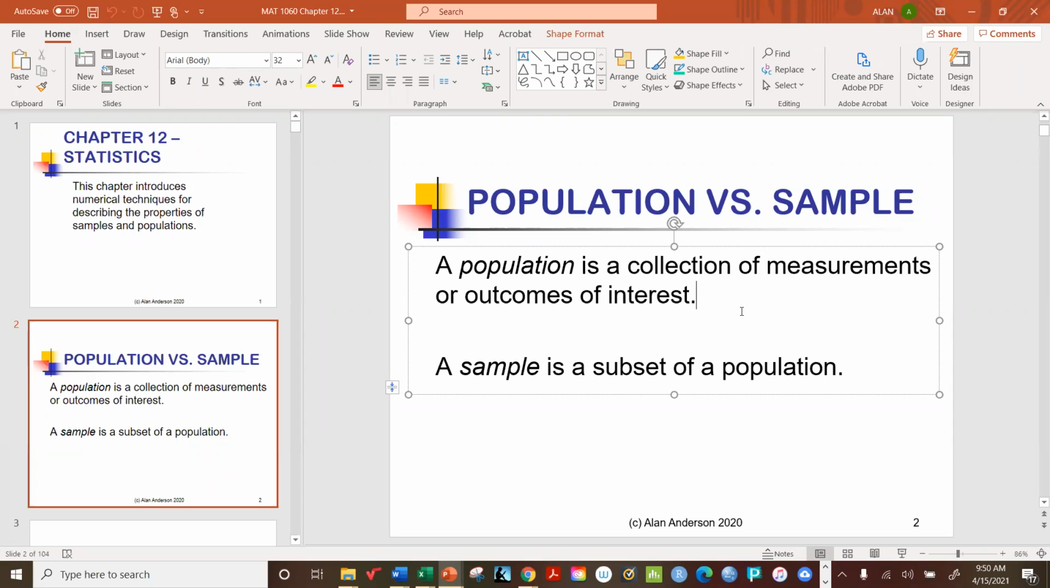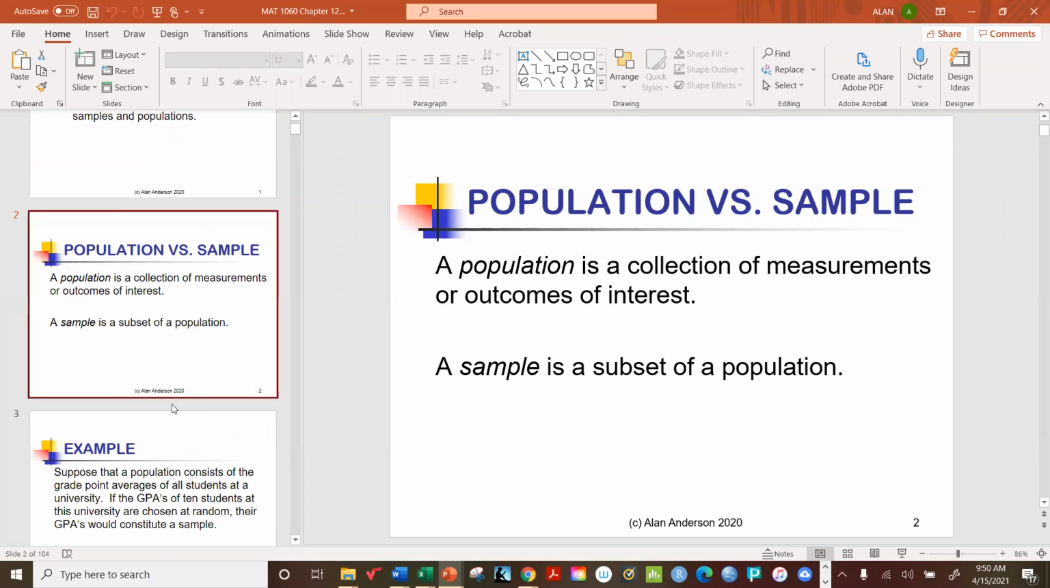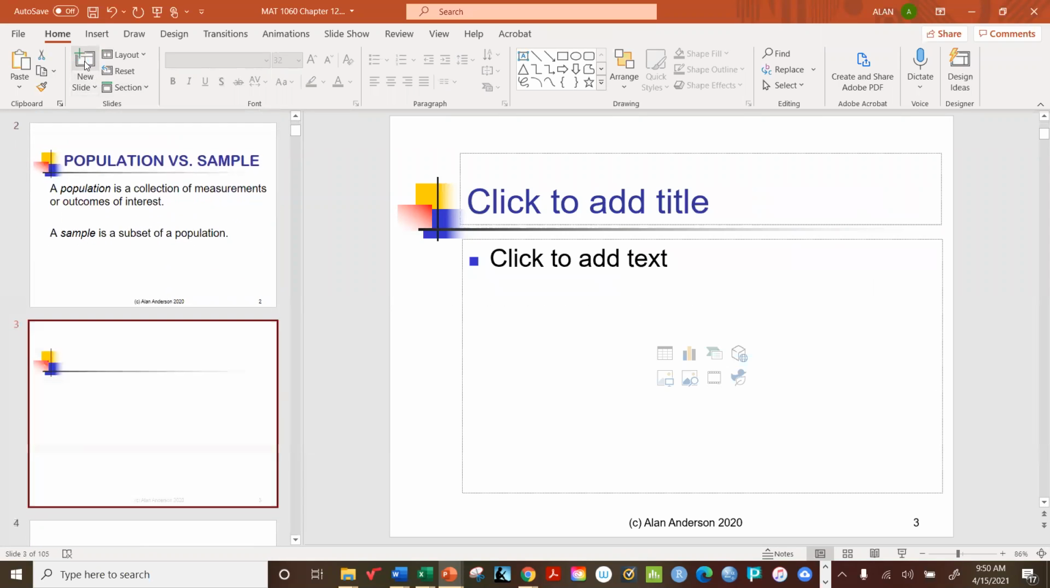Now, the challenge though is that the population that we're studying is often extremely large, and it would be unbelievably time consuming to gather up information about every member of a population. So instead, what we often see are samples being used. A sample, as you can see here, is formally defined as a subset of a population. So for example, let me throw one in here right now.